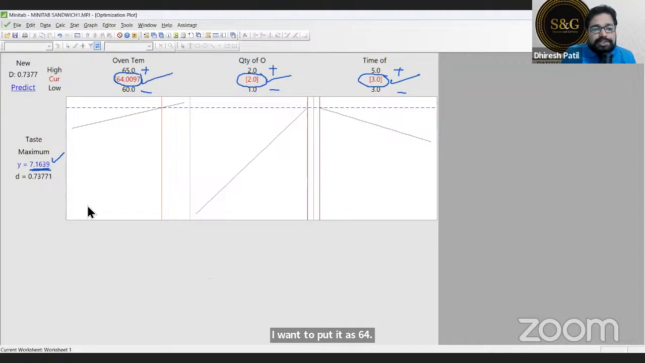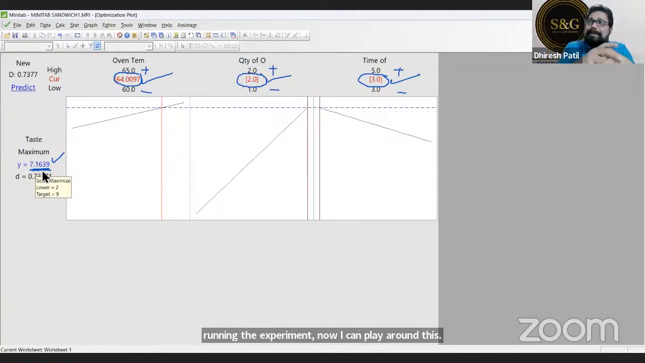Okay, if I put it at 64, the test is dropping at 7.2. Without running the experiment, now I can play around with this. How many of you got the bulb on moment right now? Just type BO in the chat box. How many of you got the bulb on moment?